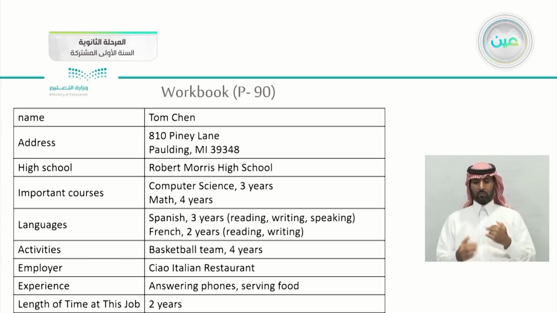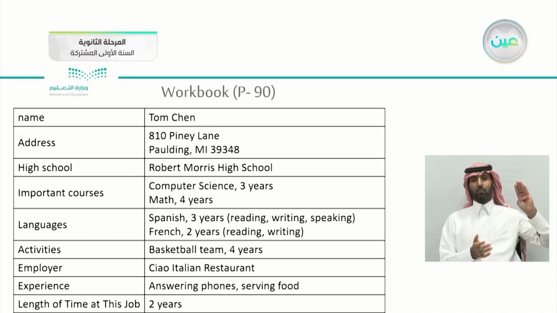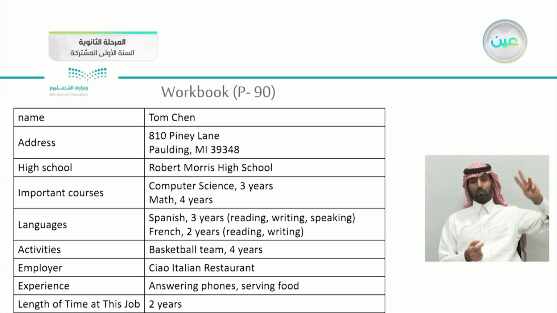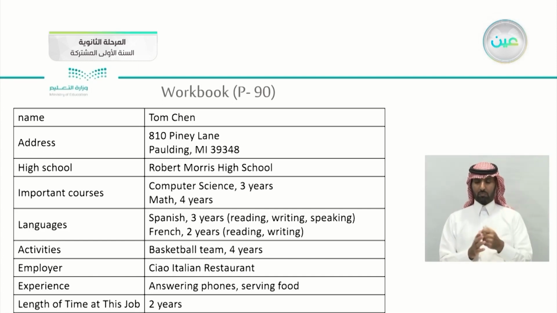High school, Robert Morris High School. Important courses, qualifications: computer science for 3 years, math for 4 years. Then let's speak about the languages. Spanish for 3 years, skills: reading, writing, and speaking. French for 2 years, skills: reading and writing.